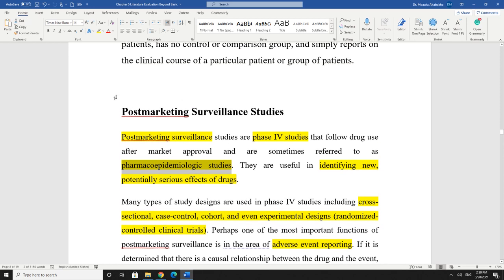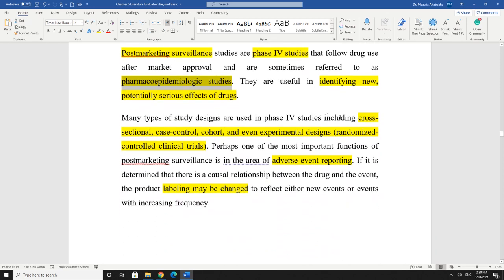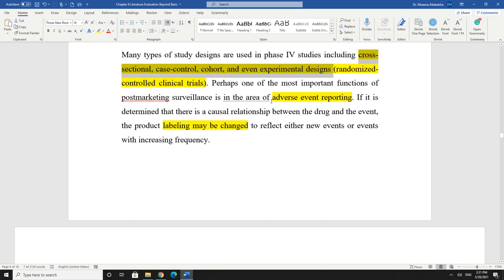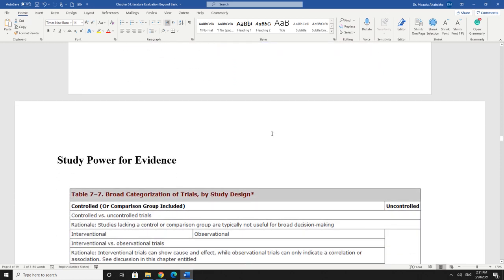And why I didn't put it as observational, it's because it can be cross-sectional, case control, cohort. This is all observational, right? But it can even be experimental designs, meaning randomized controlled clinical trials. That's why I didn't include it as number 6. If a new adverse event is reported, then this might require changing the product labeling, okay, to reflect the new events or events with increasing frequency.